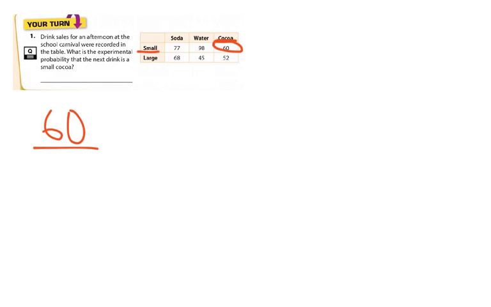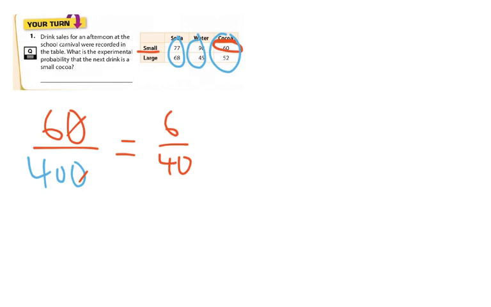Now, the denominator, we got to add up all those numbers. 77 plus 68 plus 98 plus 45 plus 60 plus 52. Did a little magic on the side, and that's equal to 400. Okay, and now got to reduce that right off the bat. You can obviously take off a 10. We're looking at 6 over 40. You can take out a 2 to get 3 over 20, and that's as far as we can go.